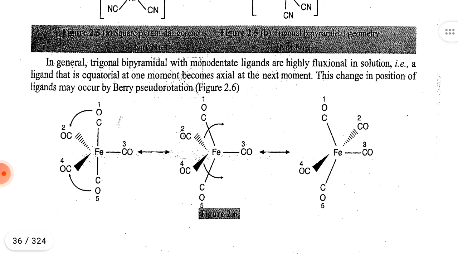So what is going on? This compound, with monodentate ligands, shows trigonal bipyramidal geometry, and in solution it is fluxional. That is, a ligand that is equatorial at one moment becomes axial at the next moment. That's why the second and fourth carbon monoxide, which were equatorial, at the next moment, both the dashed wedge and solid wedge carbon monoxide change from equatorial to axial. So their positions are changed because of Berry pseudo rotations.